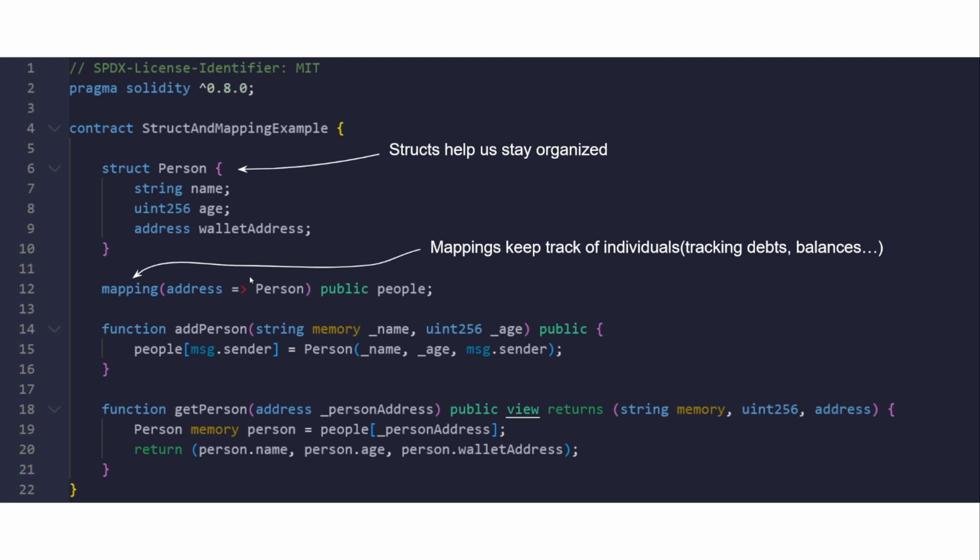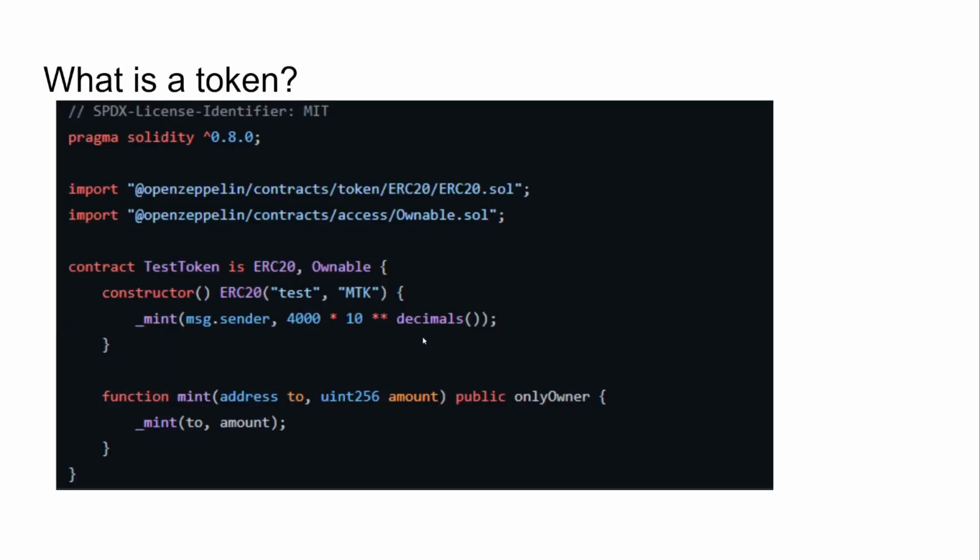Mappings keep track of individuals. So if you're making a token, the mapping will keep track of balances. If you're making a lending protocol, your mapping might keep track of debts. If you're making a perpetual protocol, you might keep track of position sizes, leverage, whatever.